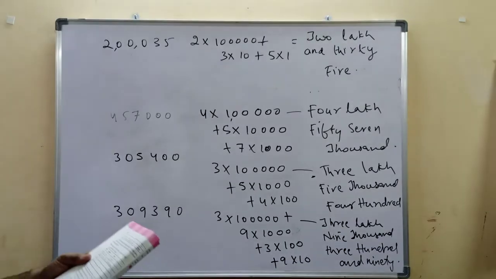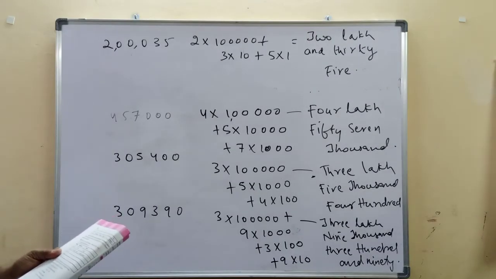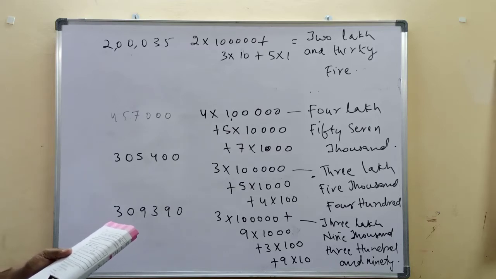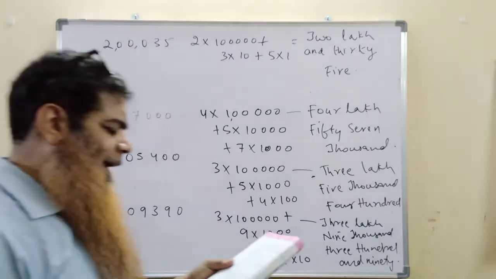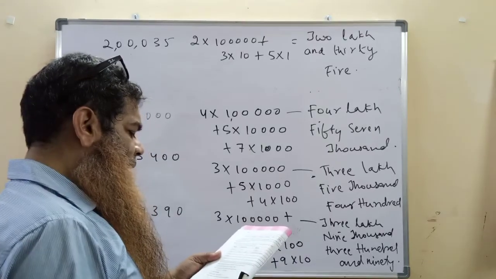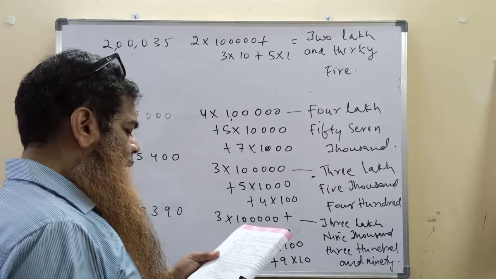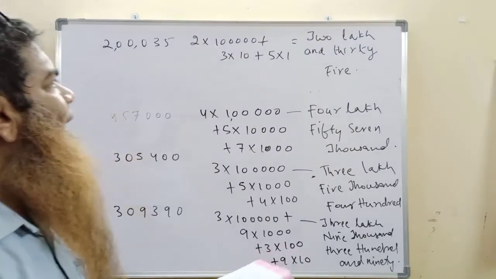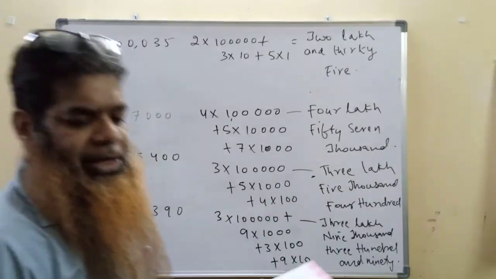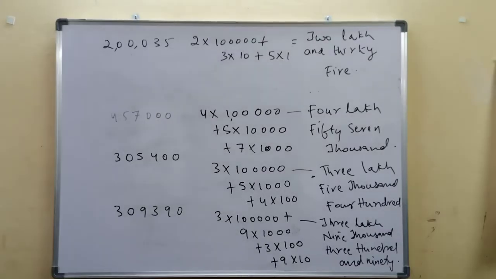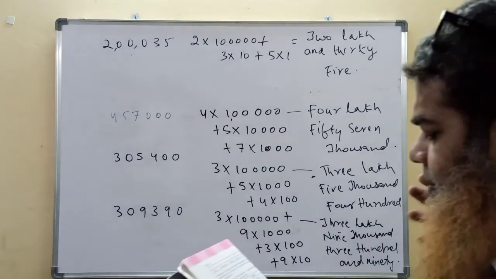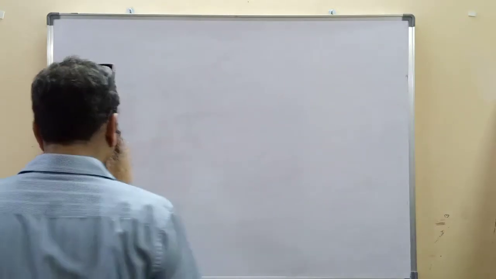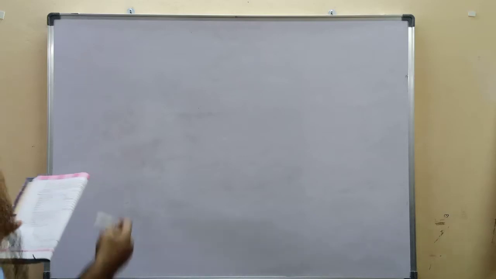Now write. It is asking you to write four more 6-digit numbers and ask your friend to read and expand them. What number would you get if all digits are nines in a 6-digit number? If all the digits are 9 in a 6-digit number, we get 9,99,999. Now we'll write 5 more 6-digit numbers, read them and expand them.